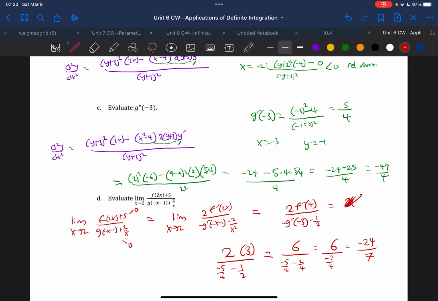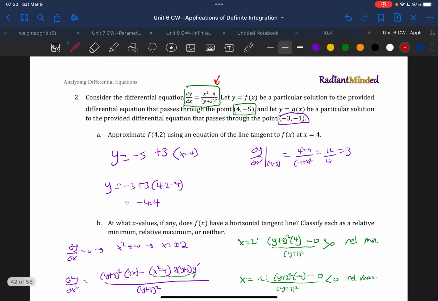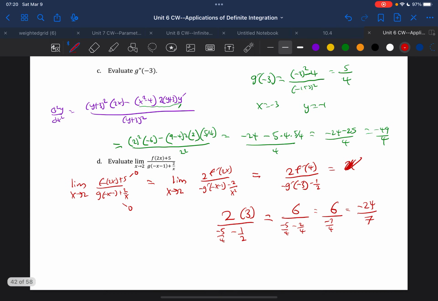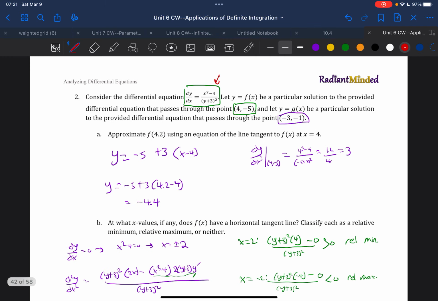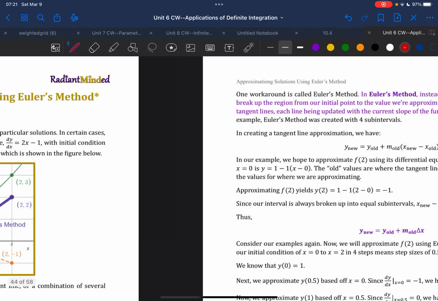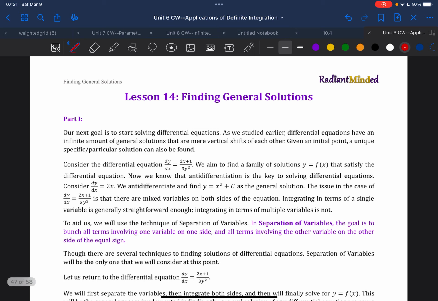So there we have it. There's some stuff we can do with differential equations. These are kind of like free response prep. But recognizing that these differential equations have value and they share information with us, even if we're not able to, quote unquote, find their solutions yet. Keyword there being yet. With the next lesson, we're going to start talking about how to find solutions to these differential equations.